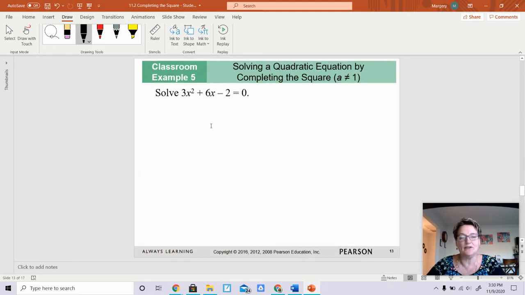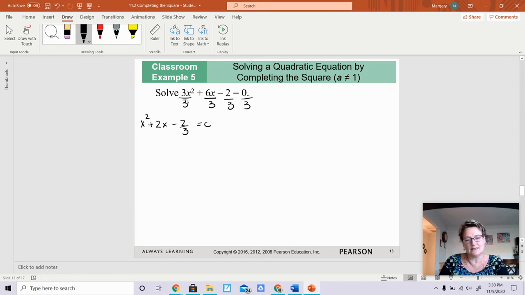Now the next one, if you notice, the A value is 3. You cannot start doing this problem unless your A value is 0. Not 0, my bad. It's supposed to be 1. All right, so to make my A value 1, I need to divide everything by 3, okay? So I'm going to divide every single thing here by 3. So you end up with x squared plus 2x minus 2/3 equals 0.